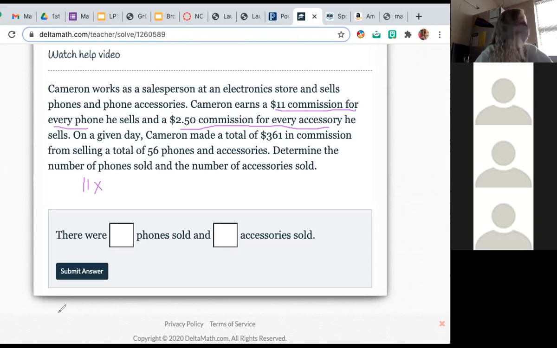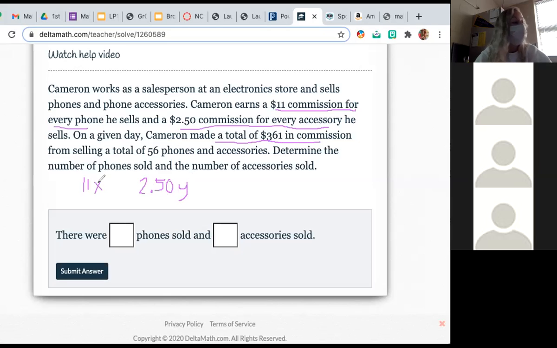Okay. $2.50 commission for every accessory. It's still talking about money for commission, but instead of the phones, I'm talking about the accessories for it, like the cases and the headphones and stuff. So that's something different that needs a different letter. Now, if you go read the next sentence, it says, in total, he makes $361 in commission.